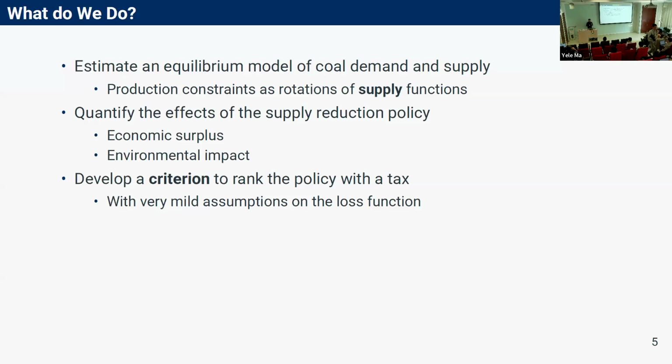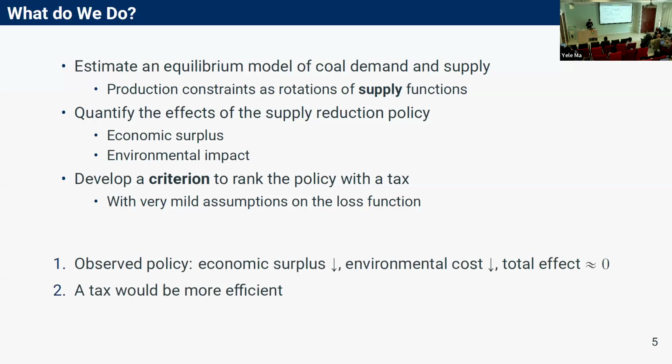We impose very mild assumptions on the external loss function, which captures the externality. What we find in a nutshell is that the observed supply reduction policy reduces the economic surplus, which is not surprising, but it also reduces the environmental cost, although it's not really the target of the policy. And the total welfare effect is about zero, canceled out by these two opposing factors. We also find that there exists an alternative tax instrument that would be welfare improving compared to the observed supply reduction policy.